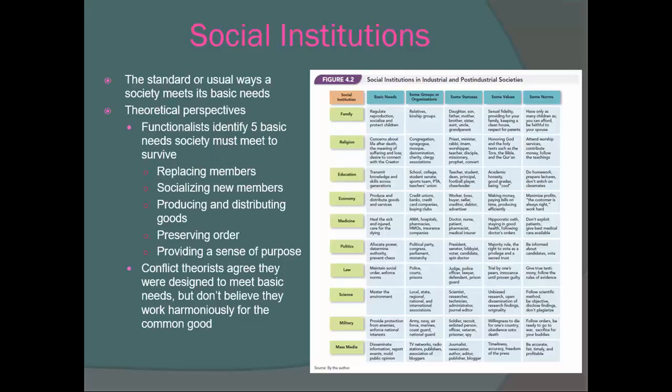And then social institutions, which we will talk about the whole last unit of the class at the end of the semester, are the standard or usual ways a society meets its basic needs. And so functionalists identify 5 basic needs society must meet to survive: replacing members, socializing new members, producing and distributing goods, preserving order, and providing a sense of purpose. And so families help produce new members of society, right? As people die off, families have new babies and bring in new people.